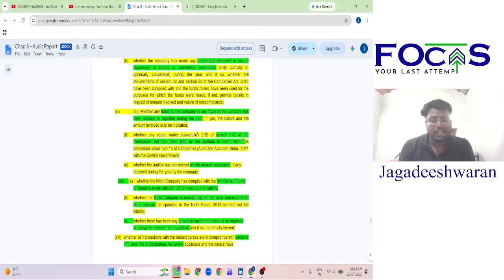Then whether the auditor has considered whistleblower complaints. So whistleblower னா என்னது? இப்போ ஏதாச்சும் ஒரு deviations இருக்கு, any frauds இருக்கு அப்படின்னா who knows that fraud or deviations in the company, they will intimate that. A confidentiality will be maintained. Basically it will be anonymous இருக்கலாம். So that is what whistleblower. So if any received during the year by the company, we have to provide that detail.